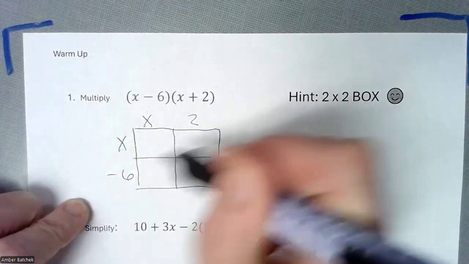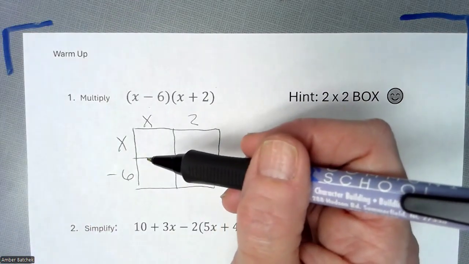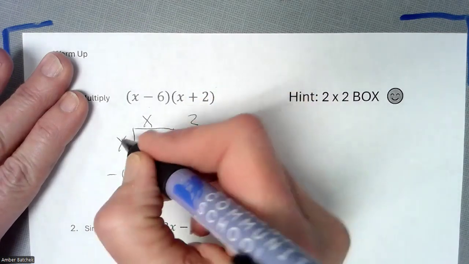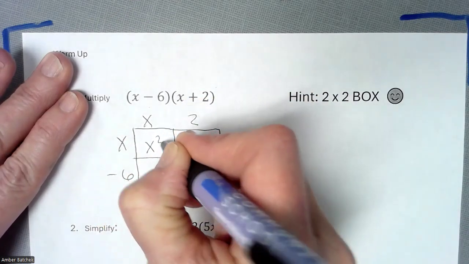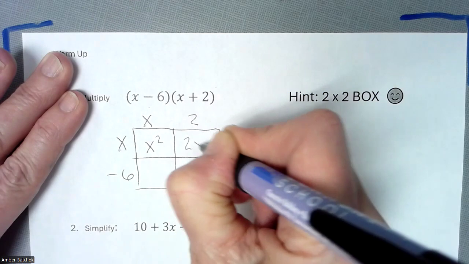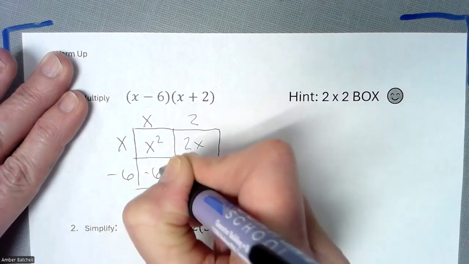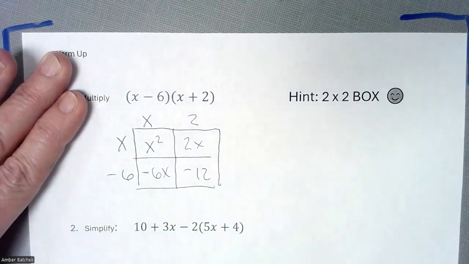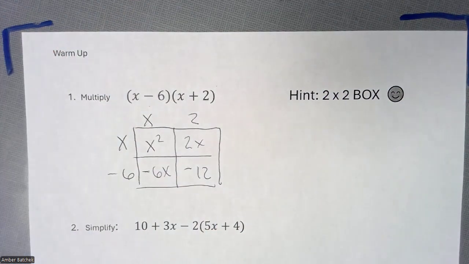Okay, now, y'all, when you're filling in the box, this is where you're adding powers because it's multiplication. So add powers, we get x squared. 2 times x is 2x. -6 times x is -6x. -6 times 2 is -12. Okay, that's where we were adding powers.